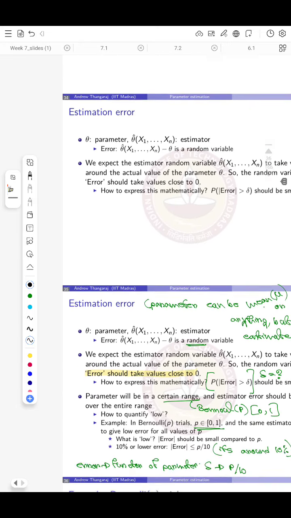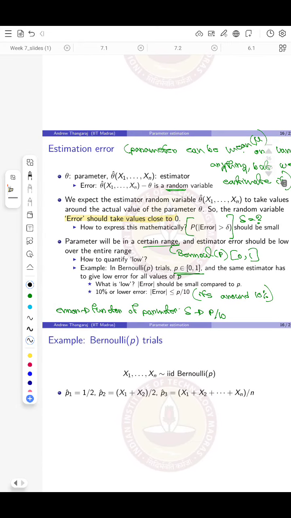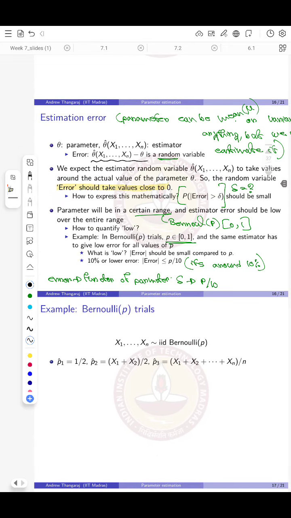Now coming to the estimator error. The estimator takes some value, there is a parameter value, and the deviation between the two is the error. That is phi of x1, x2, the value the estimator takes, minus the parameter value, and it is a random variable. We can expect the estimator to take values around the true parameter value, and that is a good estimator. So the error should be close to 0.